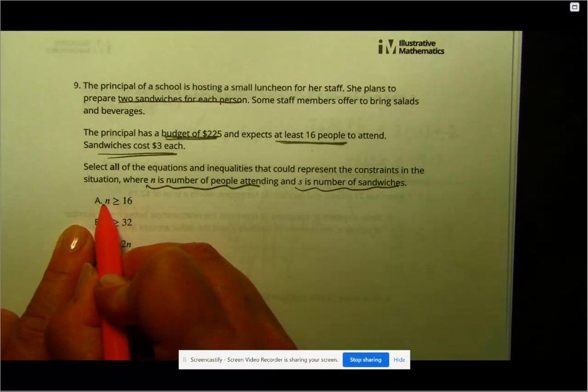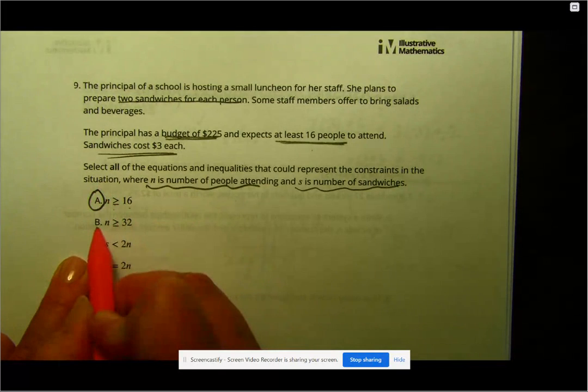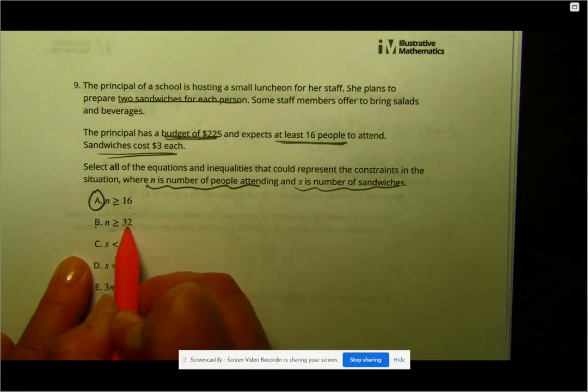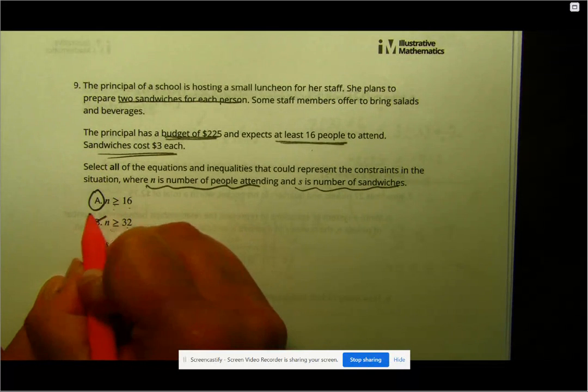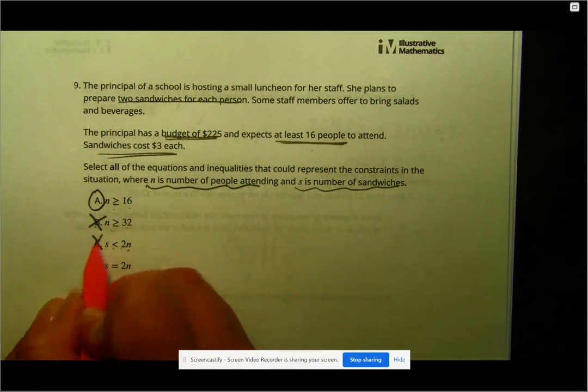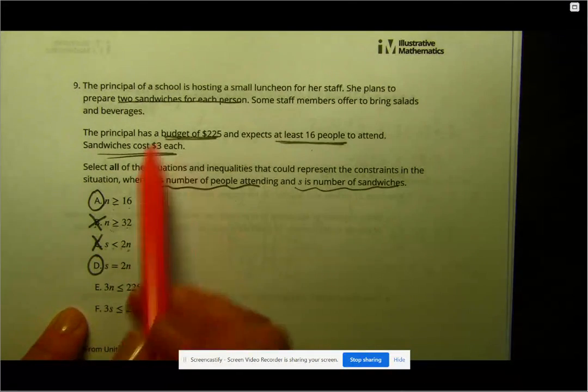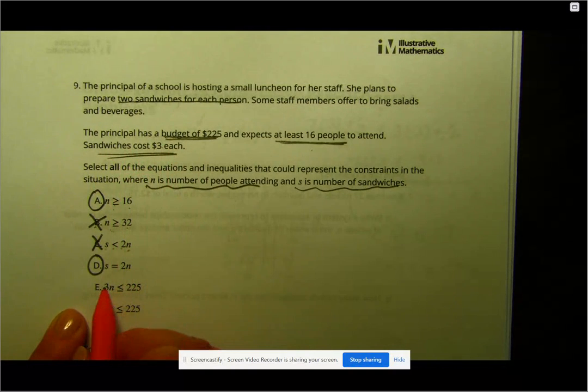So is the number of people expected to be greater than or equal to 16? Yes. Is the number of people supposed to be greater than or equal to 32? No. Is the number of sandwiches less than 2 per person? No, she's making exactly 2 sandwiches per person. So that would be this one. She says each sandwich costs $3. So we're going to multiply $3 times the people or $3 times the sandwiches. And that needs to stay under the budget. So that would be this one. Those were close. All right. Good luck.